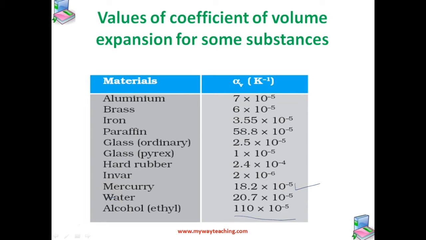Okay. Other than these two, here they have given the values for aluminium, brass, iron, paraffin, glass, ordinary and even pyrex glass, hard rubber, invar, mercury, water, and alcohol. Okay. Water exhibits an anomalous behavior.